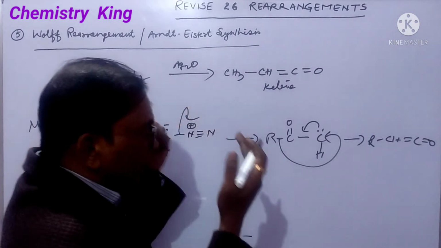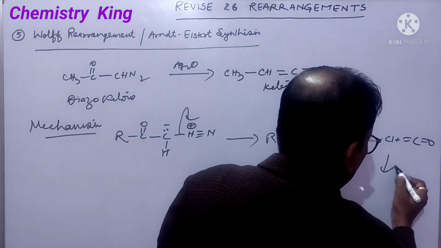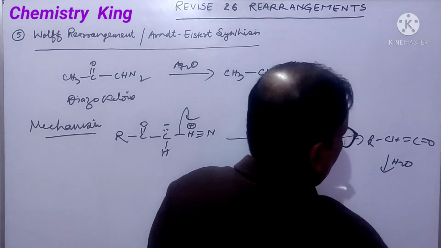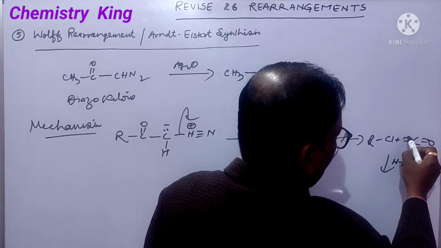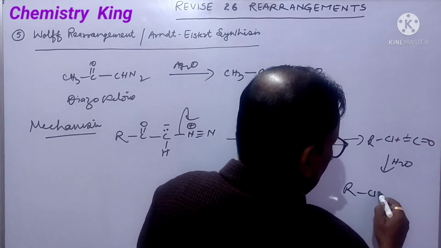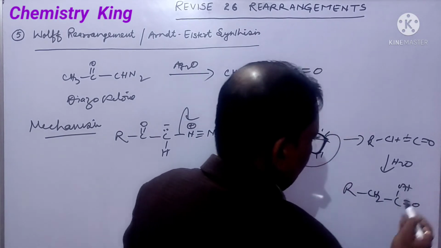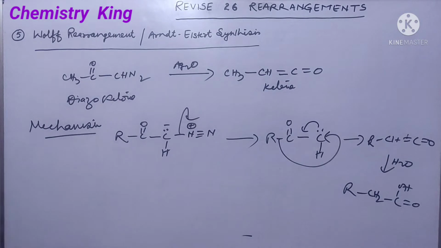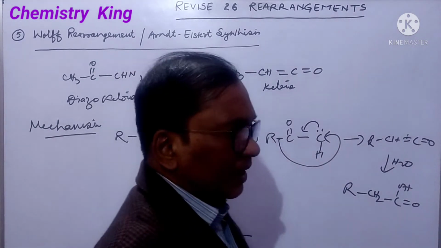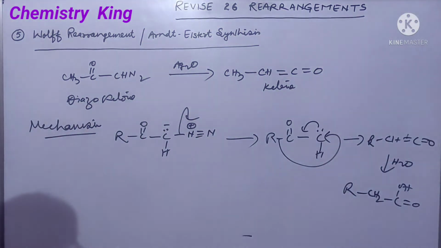If the rearrangement is carried out in presence of water, H2O, then what will happen? This bond will break. OH will come here, H will come here. R CH2 C double bond O OH. It is Arndt-Eistert synthesis. Actually, Arndt-Eistert synthesis is conversion of a carboxylic acid into its higher homologue.